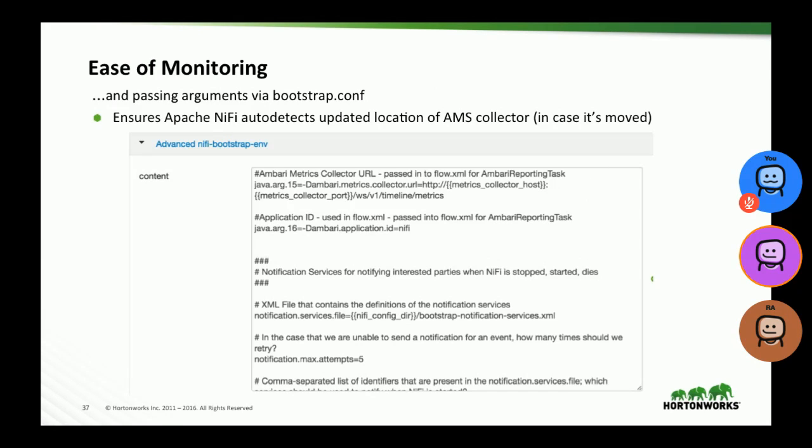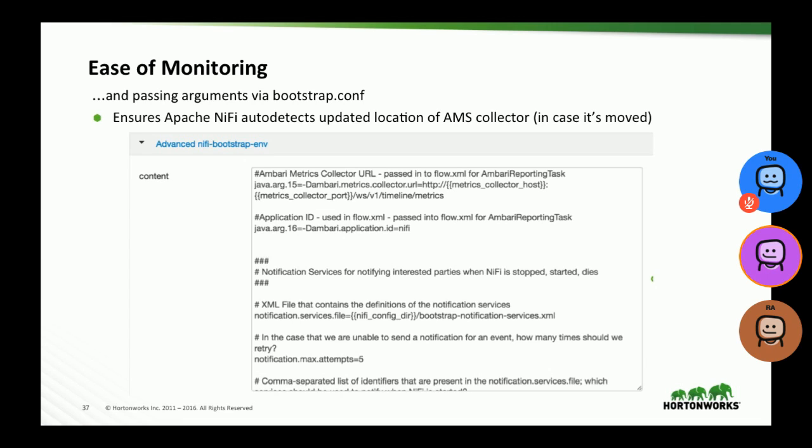And one of the nice things is that we're not actually hard coding the AMS collector URL in the NiFi UI. It's actually getting picked up as dynamic variables that are defined in bootstrap.conf. If you look at the Bootstrap env, you'll see that we have a couple of arguments here which are specific to the Ambari metrics.